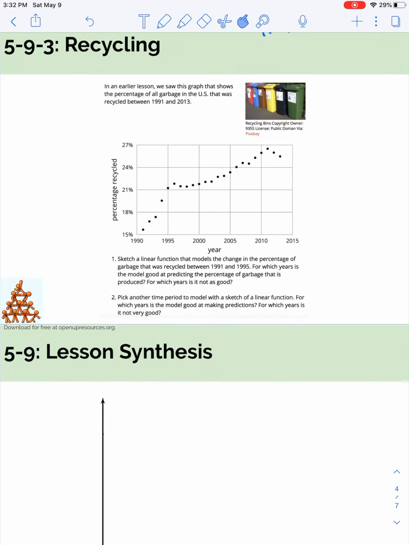Sketch a linear function that models a change. Okay. Anyway, in an earlier lesson, I think it was last lesson, we saw this graph that shows the percentage of garbage in the U.S. that was recycled between 1991 and 2013. Number 1 wants you to sketch a function that models a change in the percentage of garbage that was recycled between 1991 and 1995. Which years does the model do well at predicting, and which years is it not so good?